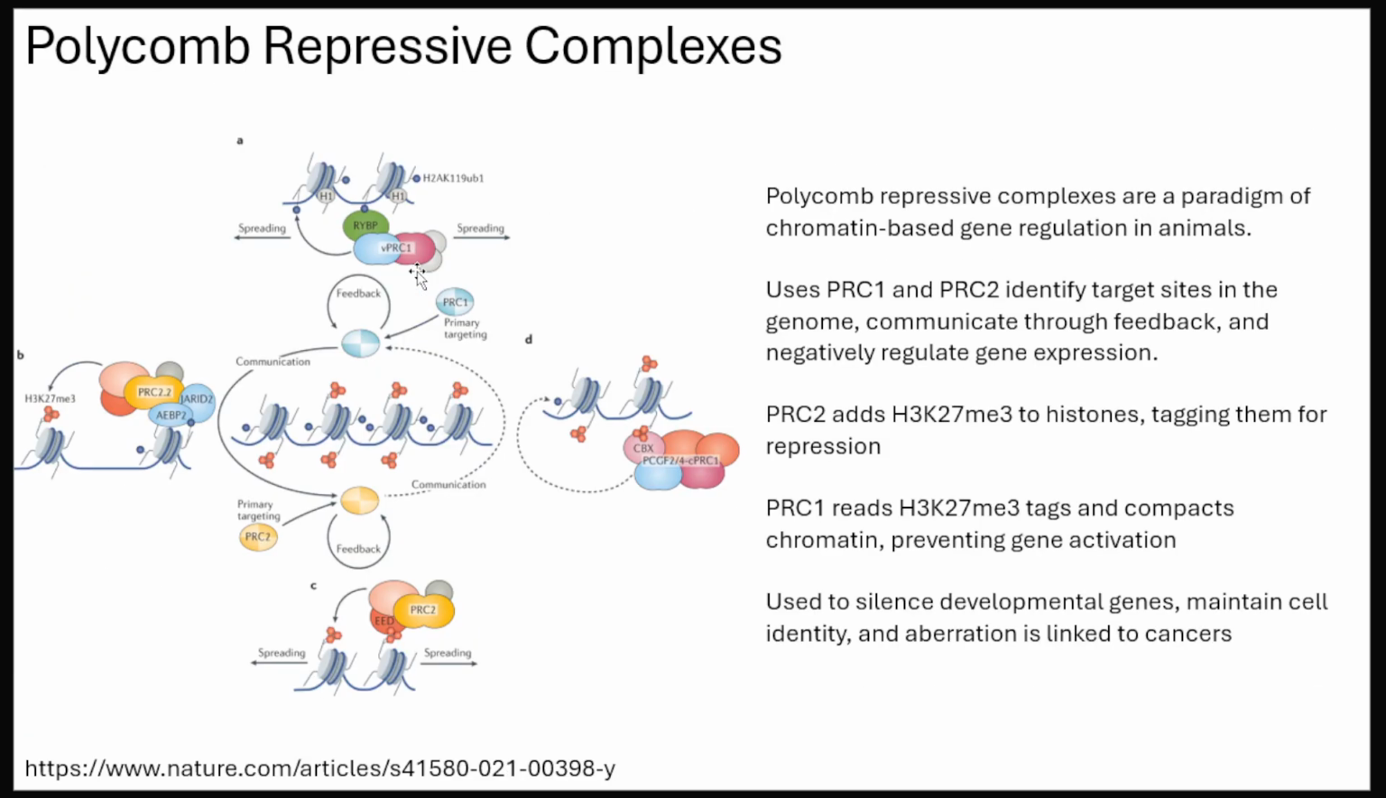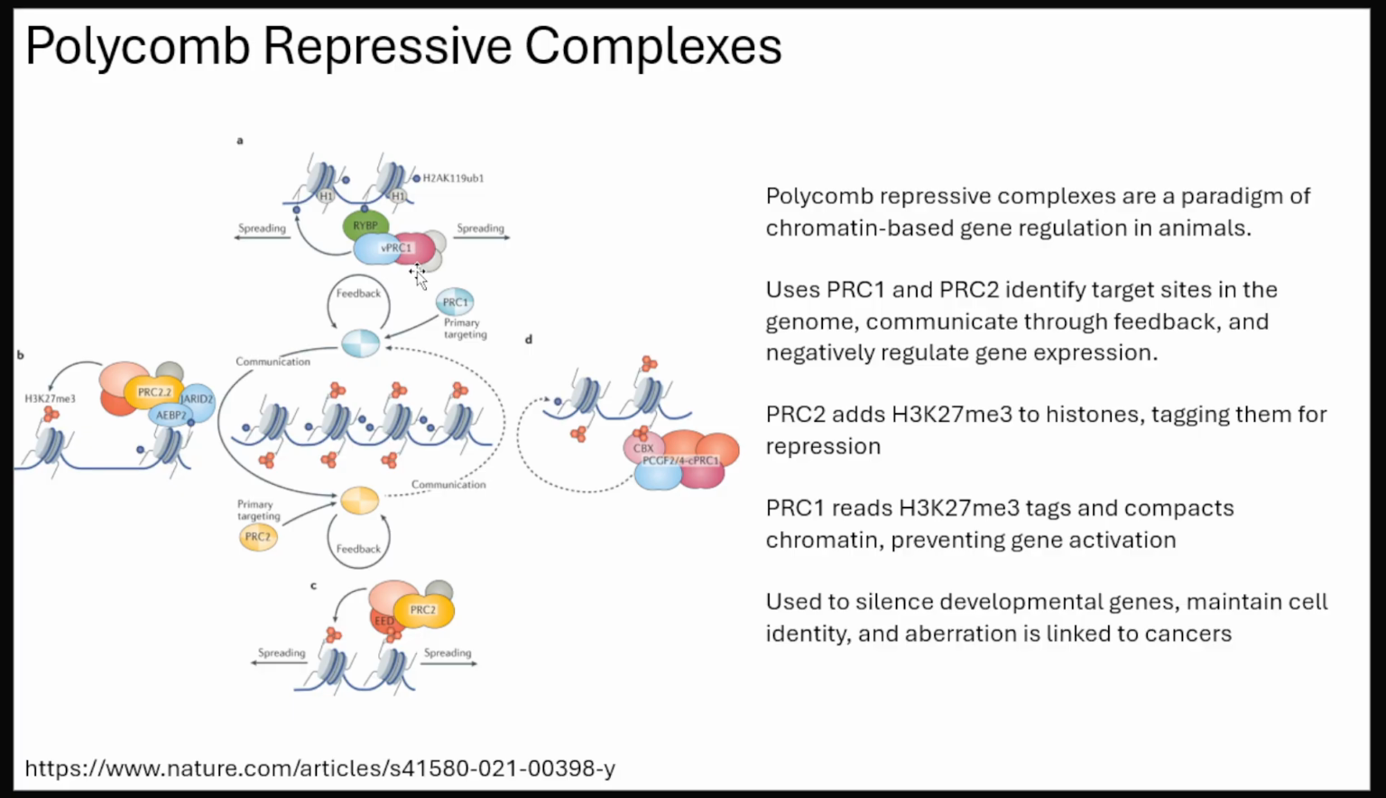Furthermore, the polycomb repressive complex is the opposite of a super enhancer. All that happens is PRC2 will add a methyl to a histone, which will tag them for repression. PRC1 will find the tags and compact those regions of chromatin to prevent gene activation. So it's making heterochromatin. And this is used in development to silence these developmental genes and maintain the cell's identity.